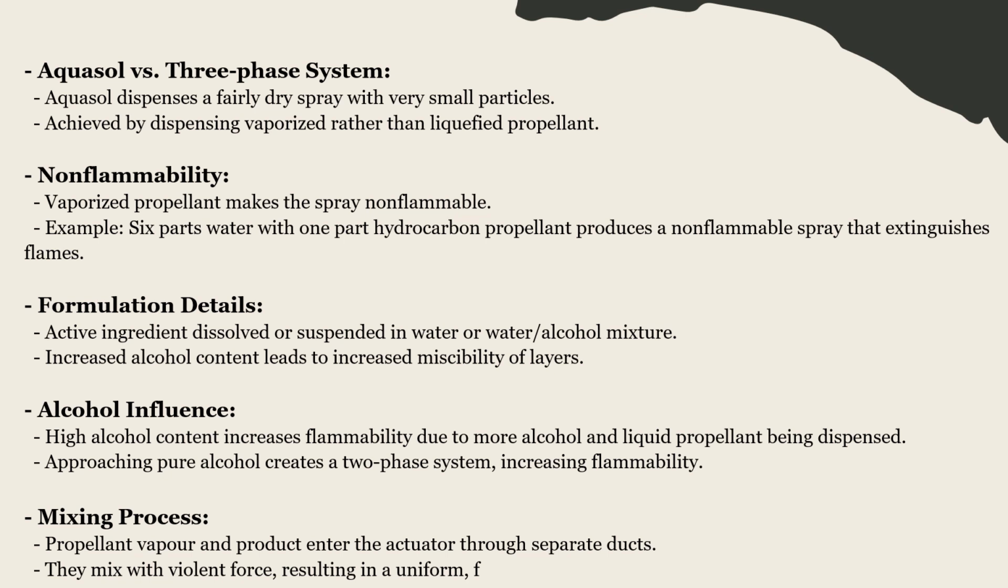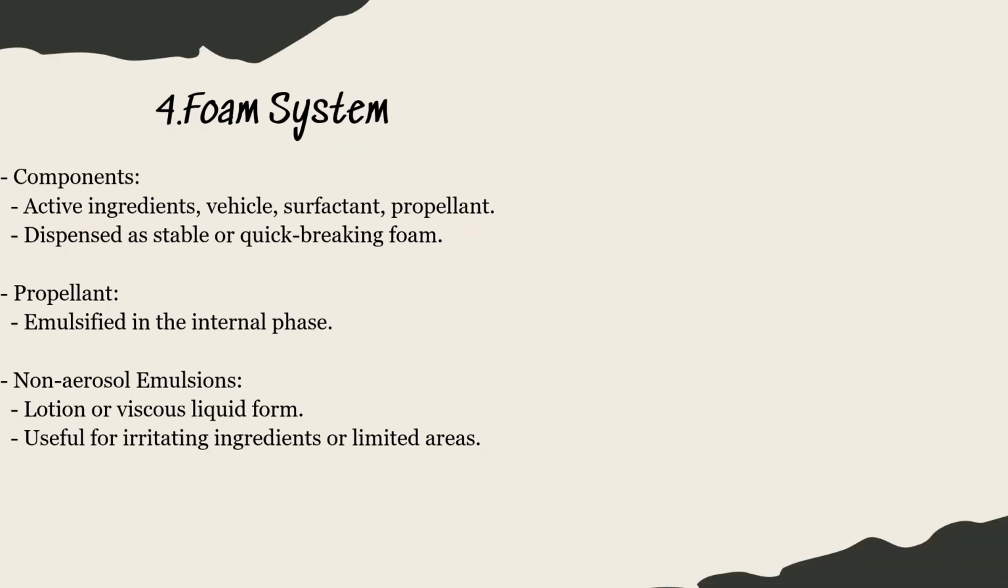Formulation details. Active ingredients are dissolved or suspended in water or a water-alcohol mixture. Increased alcohol content leads to increased miscibility of layers. Alcohol influence: high alcohol content increases flammability due to more alcohol and liquid propellant being dispensed. Approaching pure alcohol creates a two-phase system, increasing flammability. Mixing process: propellant vapors and product enter the actuator through separate ducts. They mix with violent force, resulting in a uniform formulation.